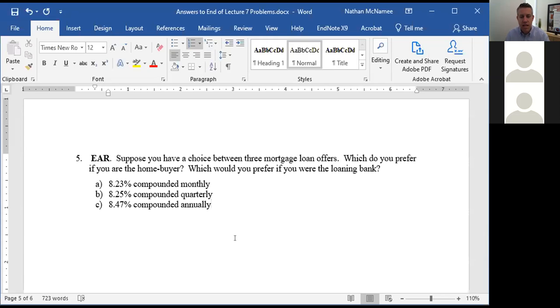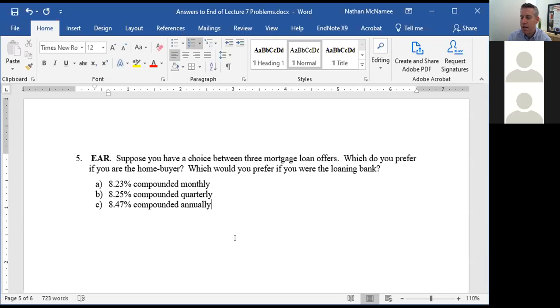So let's do this. These are the nominal rates: 8.25 and 8.47 are the nominal rates. We're trying to figure out what is the effective annual rate. So going back to our calculator using the iconv, you can hit second, then hit the number 2, which is iconv, and we're going to enter in for the nominal rate this first one, 8.23. So I hit 8.23 and hit enter. So it should show 8.23.